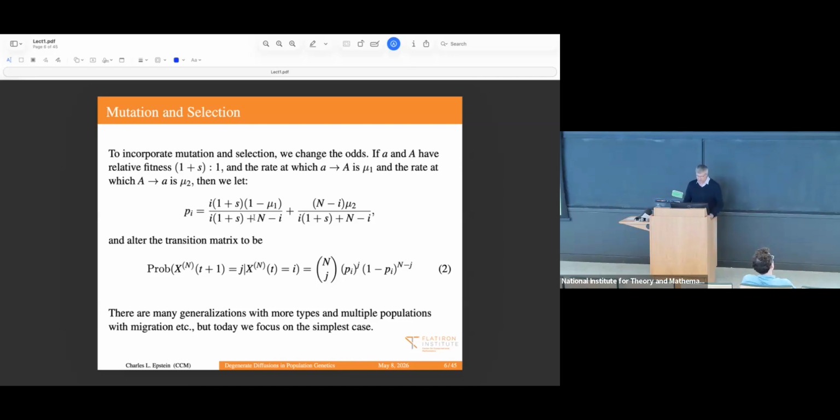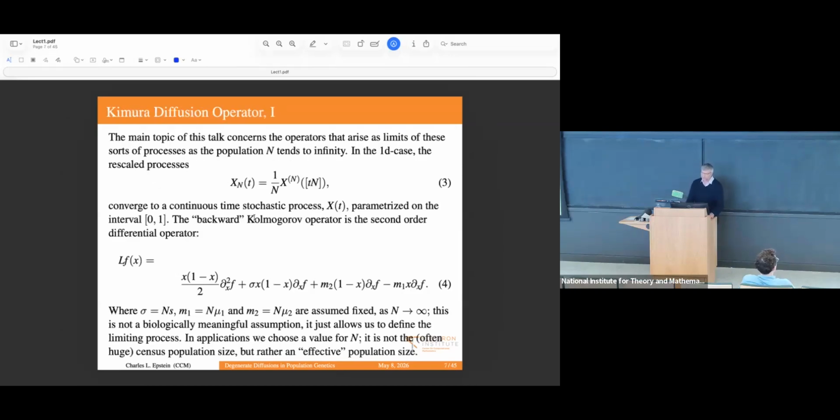So it's a very simple model, and there are many generalizations. You can have more types, you can have multiple populations with migration, but mostly we'll just focus on this simple case. Because actually in applications, the simple case is the case that's used most frequently anyway.